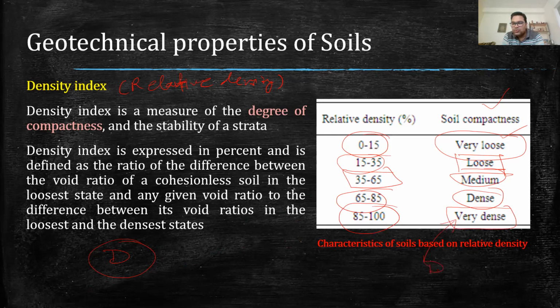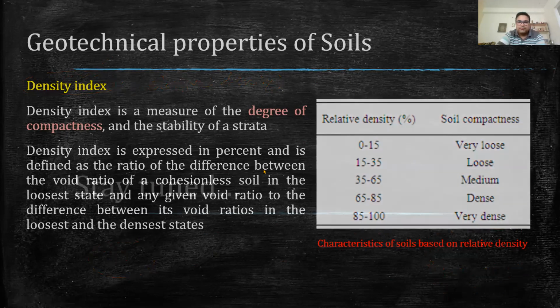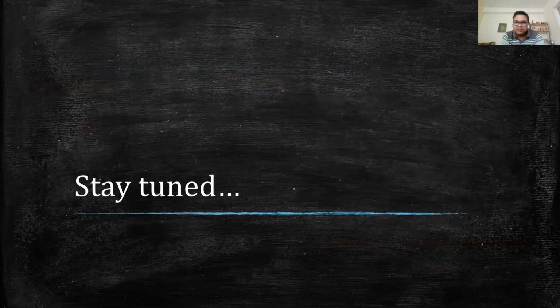Now, very dense soil will have maximum bearing capacity. So this property, density index, actually gives an idea of the compactness. If the value is between 85 to 100%, then at this percentage we can have the maximum bearing capacity of the soil. So that is another geotechnical property. We will continue this discussion and cover some more geotechnical properties in the next part. Thank you.